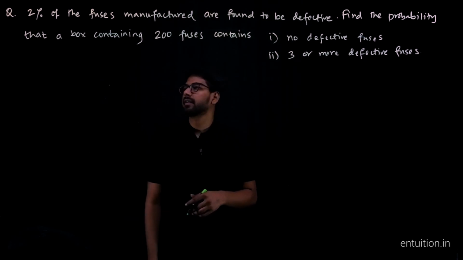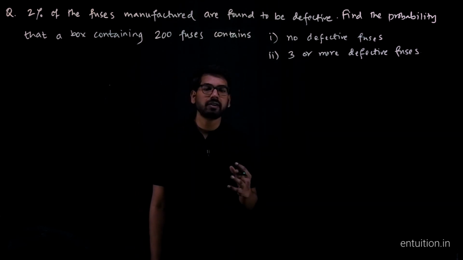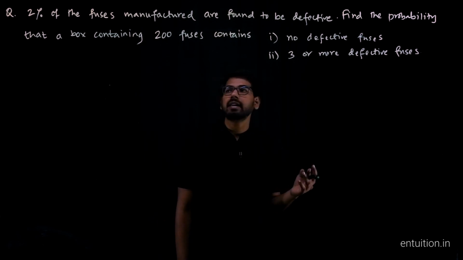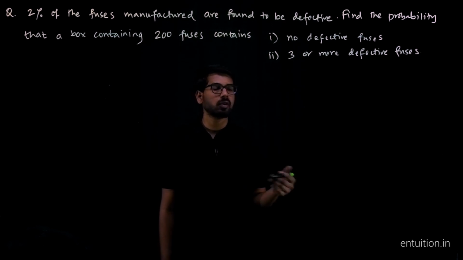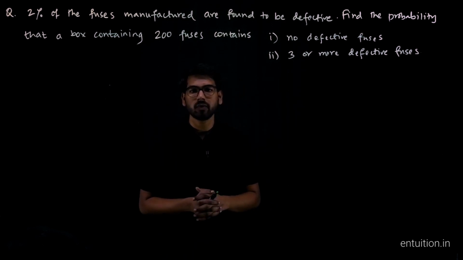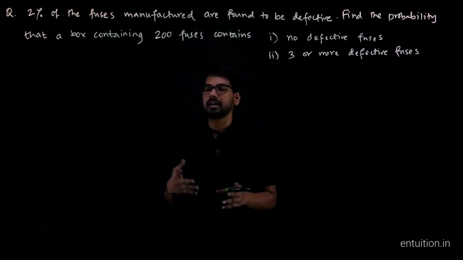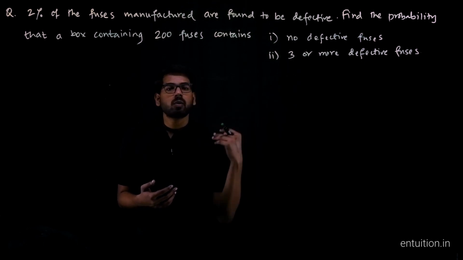So, another question. 2% of the fuses manufactured are found to be defective. Find the probability that a box containing 200 fuses contains no defective fuses, 3 or more defective fuses. Again, we don't know which kind of probability distribution we should use. So, let's follow our procedure. First procedure is observe what is being asked.